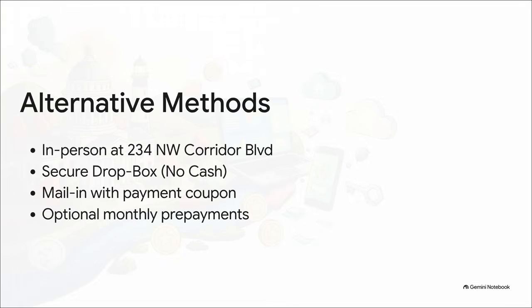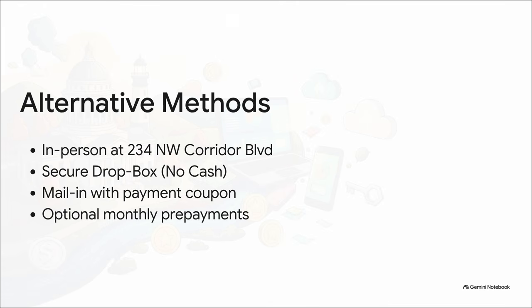Section 5. Final tips and disclaimer. Look, if you prefer offline methods, or maybe you just really want to avoid those online convenience fees, you've totally got options. You can pay in person at the Onslow County Government Center up on the second floor at 234 NW Corridor Boulevard in Jacksonville. You can use their secure drop box outside the building. Just remember to include your payment coupon and literally never put cash in there.